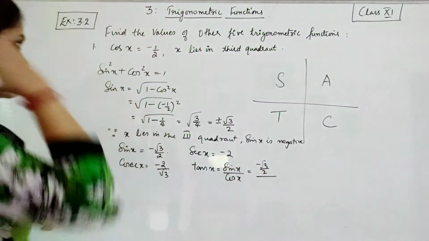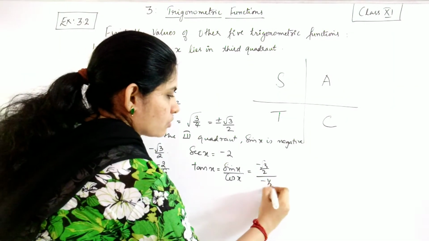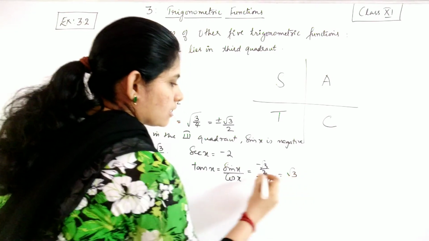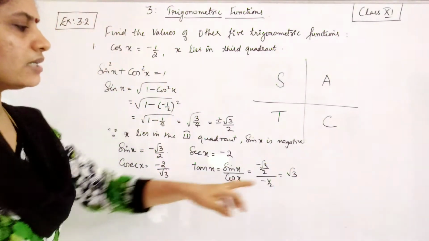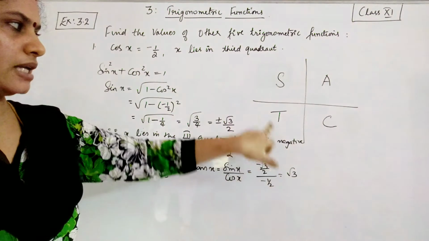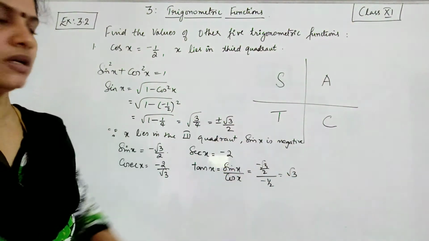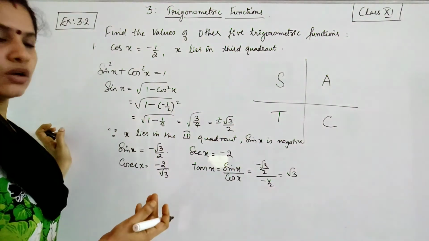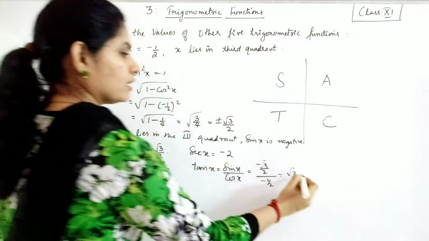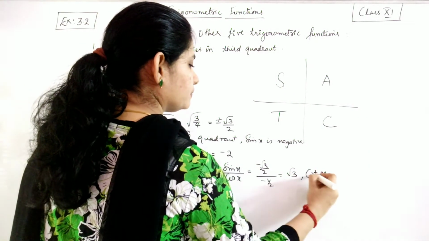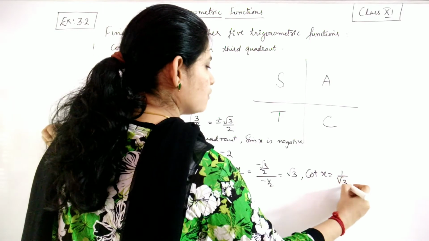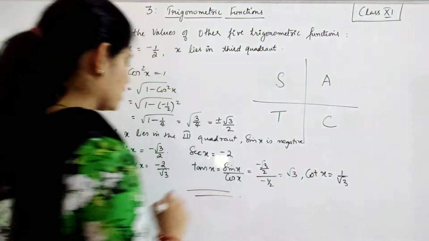divided by cos, which is minus 1 by 2. So that you will get root 3. The negatives get cancelled, and you automatically see tan has become positive, and you know that in the third quadrant tan will be positive. Now since tan is positive, cot will also be positive. Now what is the value of cot then? Cot x is the reciprocal of tan.